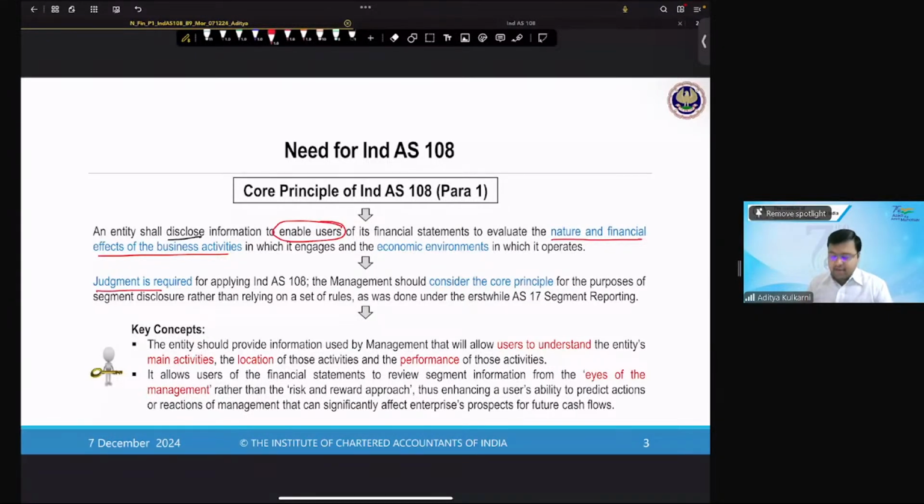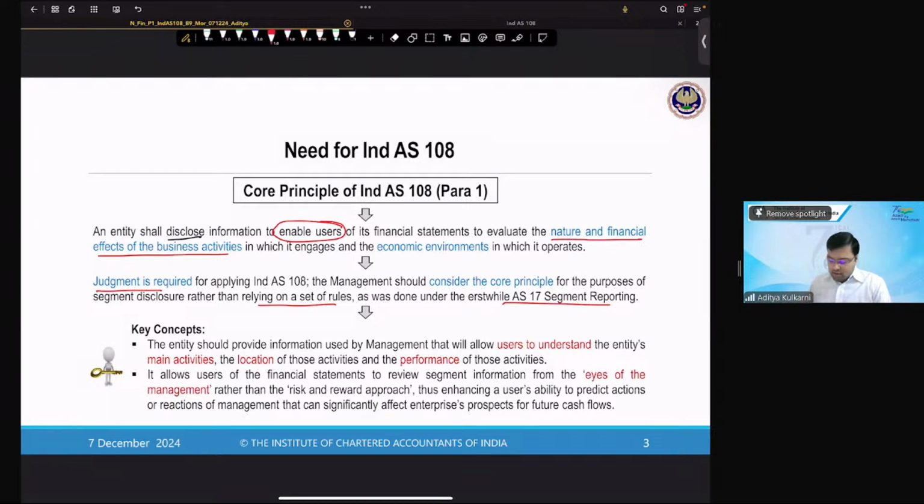Judgment is required for applying Ind AS 108. The management should consider the core principle for the purposes of segment disclosure rather than relying on a set of rules as was done under AS 17. AS 17, risk and reward approach. Gaadi bech rahe ho, there is only one set of risks and rewards. There is only one segment. Now it no longer works.